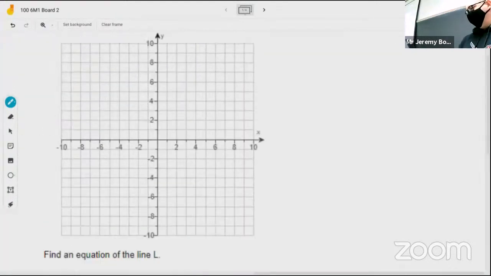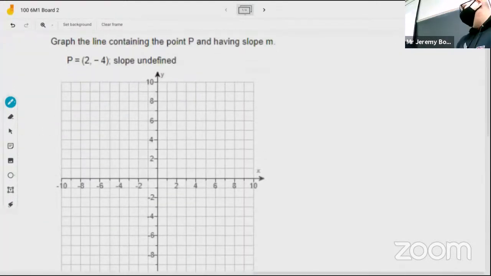All right, the next one is: graph the line containing P, the point (2, -4), and the slope is undefined. We just have to plot that point first. That's where x is 2 and y is -4. It's going to be down here. So 2 and -4 meet right there. That's our point.